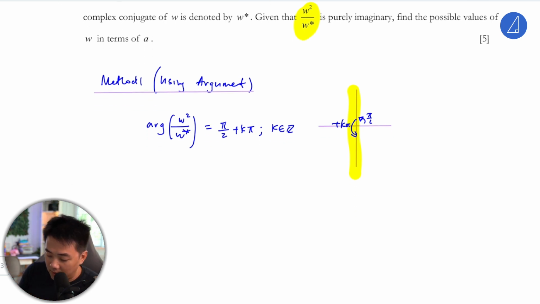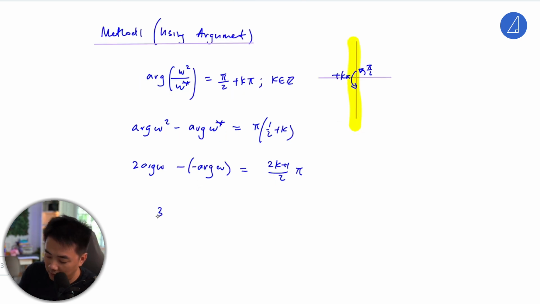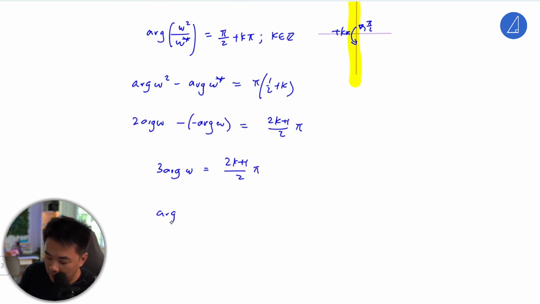So then what we need to understand is this argument here. Argument behind a logarithm, just take note. So what we do is we get this guy here, then we take the pi out. Half plus k, then this will be 2 argument w, and w conjugate is negative argument w, okay? Then this guy will be (2k plus 1) over 2 pi. Then from here, what we can get is 3 argument w is equals to (2k plus 1) over 2 pi. And argument w would just be (2k plus 1) over 6 pi.